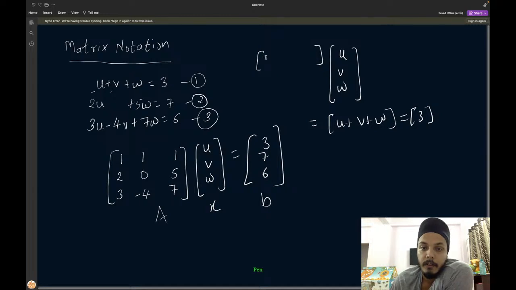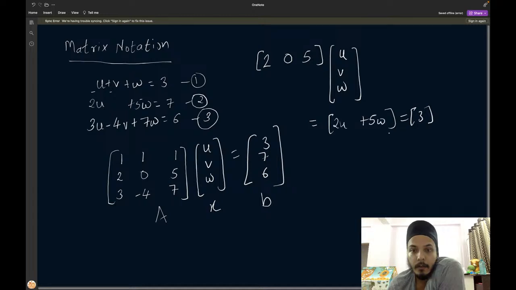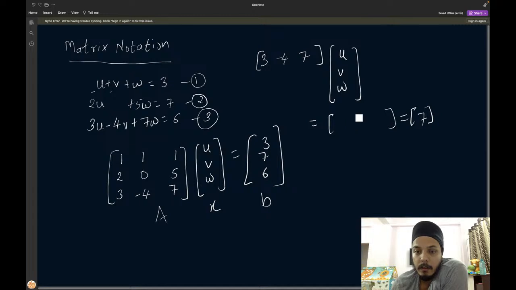Similarly, we can do it for our second equation. So instead of 1, 1, 1, we can write 2, 0, 5. So this will be 2u plus 5w equals to 7. Now we can similarly write for our third portion, that is 3, minus 4, 7. So this portion will be 3u minus 4v plus 7w equals to 6.